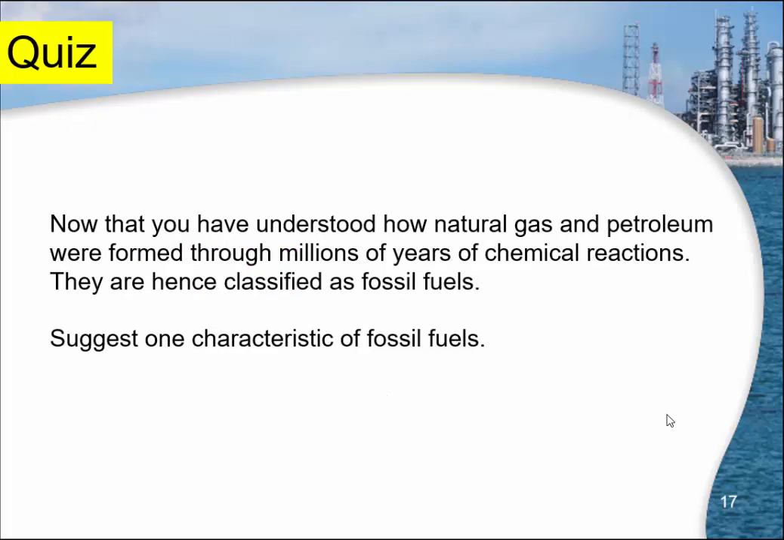So, now that you have understood how natural gas and petroleum were formed through millions of years of chemical reactions, they are hence classified as fossil fuels. Suggest one characteristic of fossil fuels. Fossil fuels are non-renewable sources of energy.